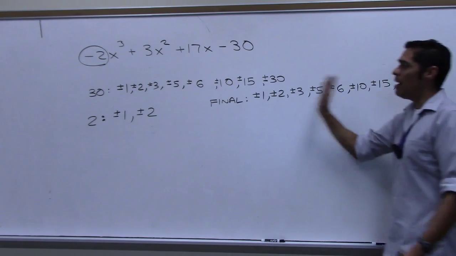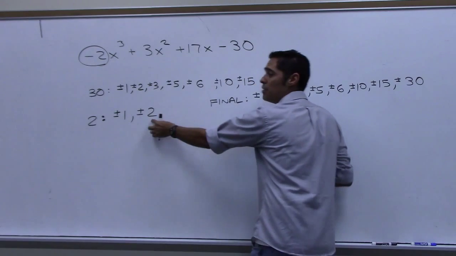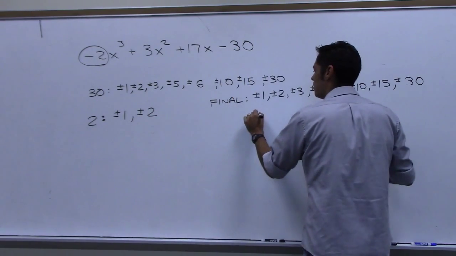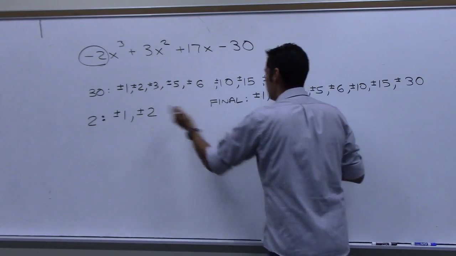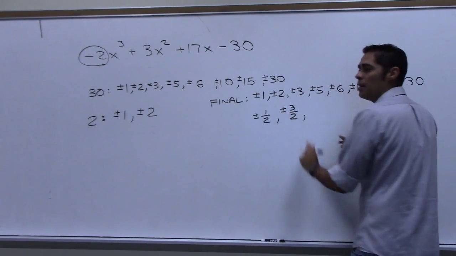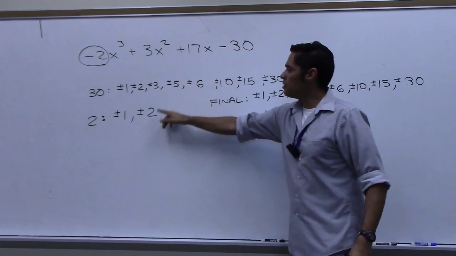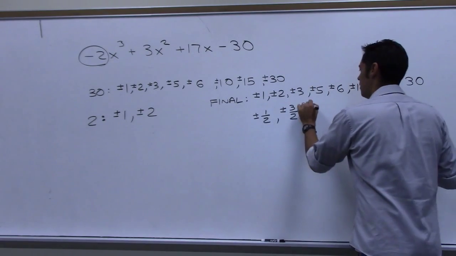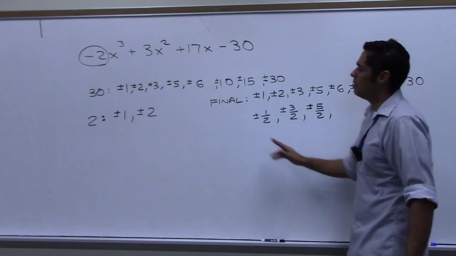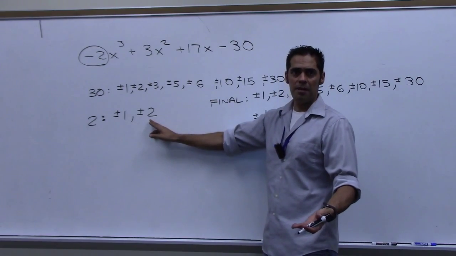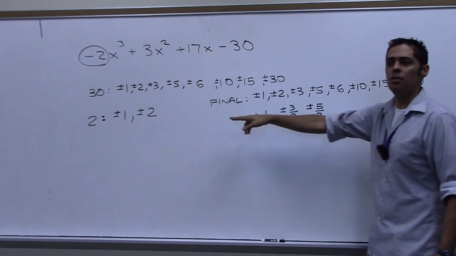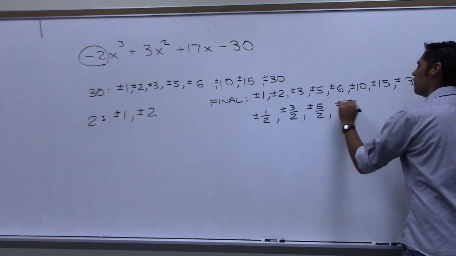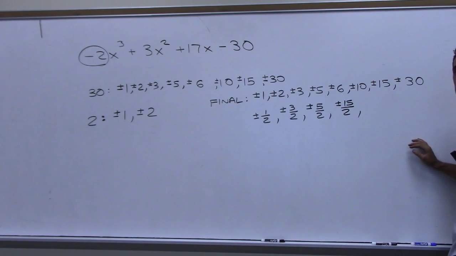Okay, so this is the first part of it. Now, it's every one of these numbers divided by 2. So 1 over 2 gives me 1/2. 2 over 2 is 1. I already have that. 3 over 2, 3/2. That's not in my list. Now it is. 5 over 2, was that in my list? Nope, so 5/2. All right, 6 over 2 is 3. Was that in my list? Yes, I don't need it. 10 over 2, got it. 15 over 2, no. 30 over 2 is 15. That's in my list.